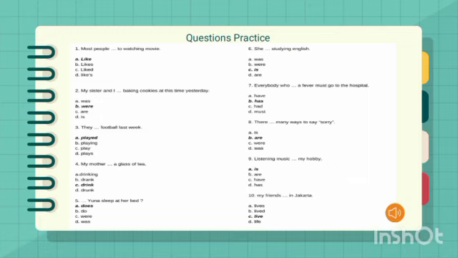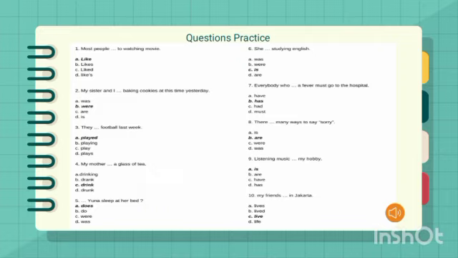Slide 13. Question practice. Number 1. The answer A, like. Most people like watching movies. Number 2. The answer B, were. My sister and I were baking cookies at that time yesterday. Number 3. The answer A, played. They played football last week. Number 4. The answer C, drank. My mother drank a glass of tea. Number 5. The answer A, does. Does Yuna sleep in her bed?